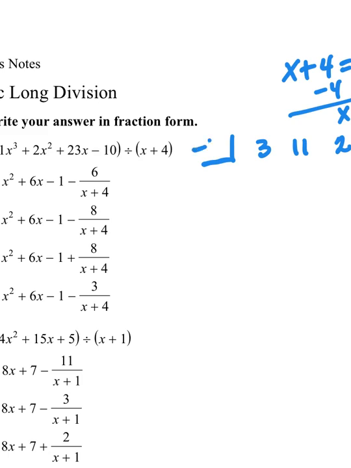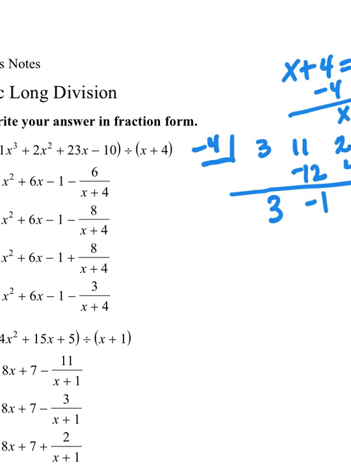So you're going to use negative 4 here in the corner. And this method is called synthetic division. So you're going to go ahead and bring down the 3. Multiply negative 4 times 3, which gives you negative 12. And then you add 11 plus negative 12, which gives you negative 1. Then multiply negative 4 times negative 1, which gives you 4.